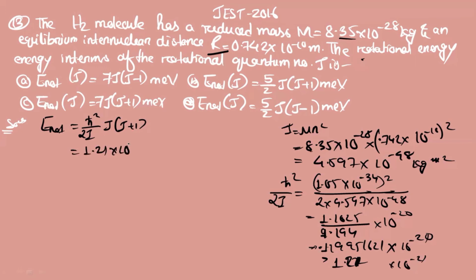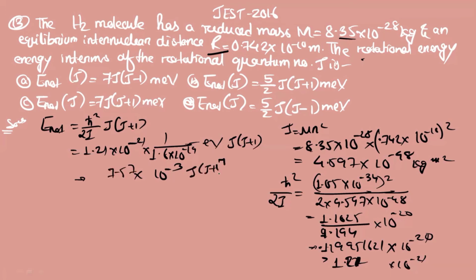1.21 into 10 to the power minus 21. Okay, this is there. So you will have to convert it into what? Electron volts. So you will multiply by 1 by 1.6 into 10 to the power minus 19, right? Electron volt. And this is J into J plus 1. So when you will do this entire calculation, here you will have 10 to the power minus 3, right? And this will give you 7.57, J into J plus 1.